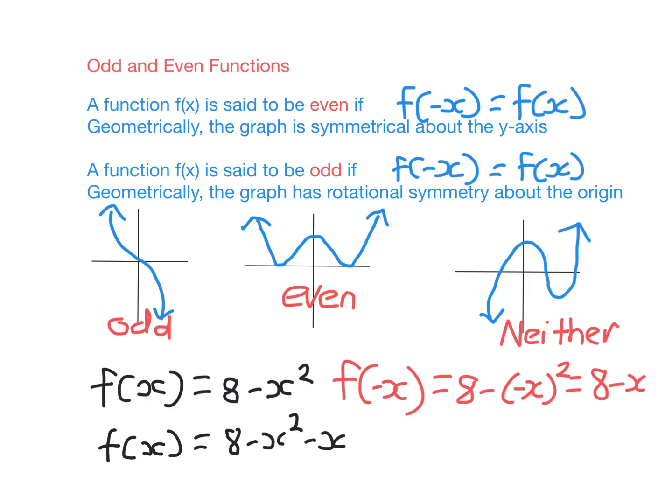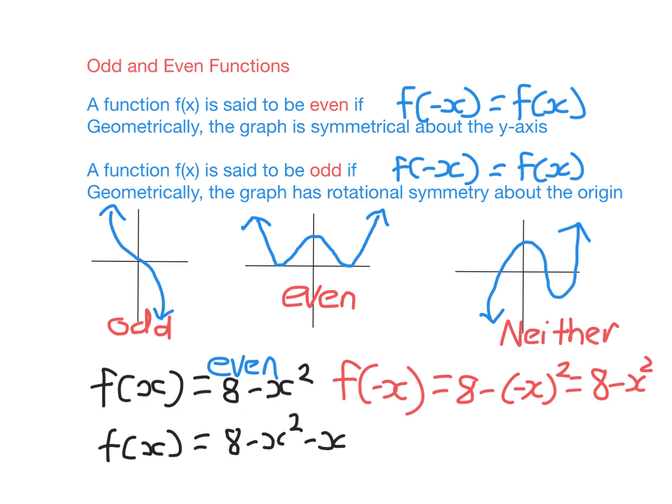Because we have a case here where f of negative x is the same as f of x, this must be an even function. And it's no coincidence that the only powers of x were even in this function. That's why they're called even and odd functions.